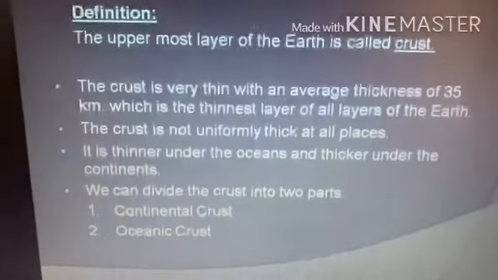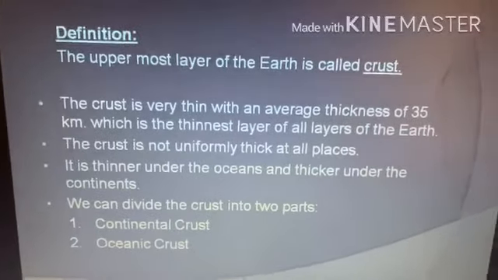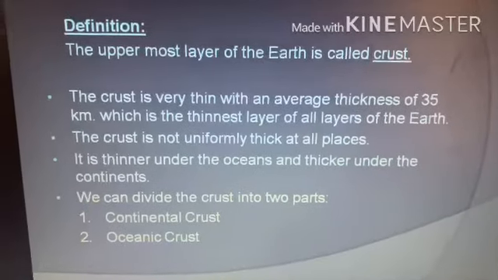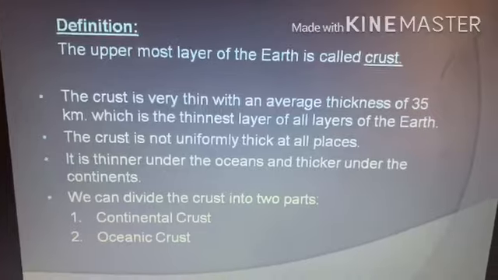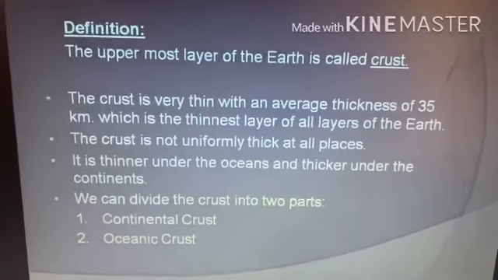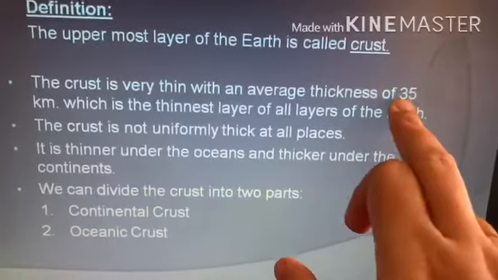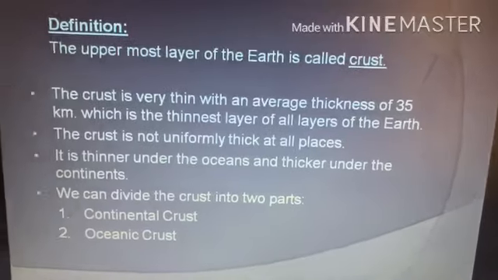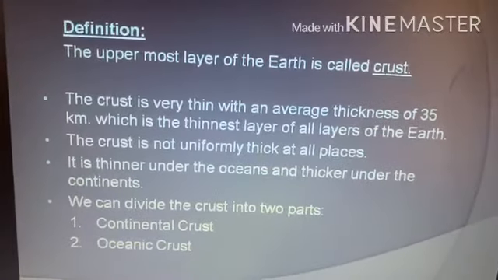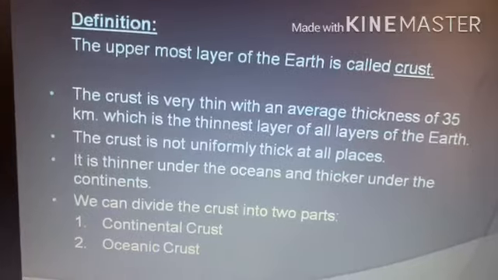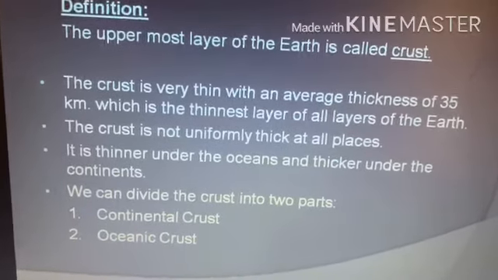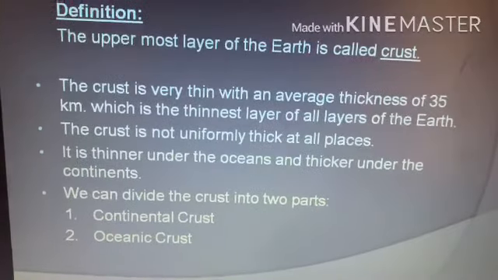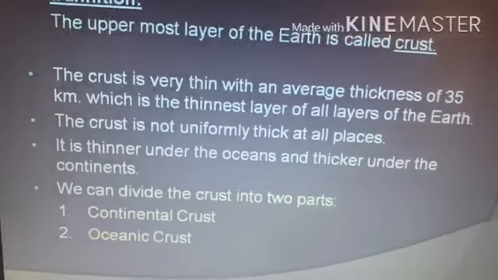So what are the characteristics? First, the crust is very thin with an average thickness of 35 kilometer, which is the thinnest layer of all layers of the earth. So average thickness is 35 kilometer and this is the thinnest layer. Second, the crust is not uniformly thick at all places. Okay. Third, it is thinner under the oceans and thicker under the continents.